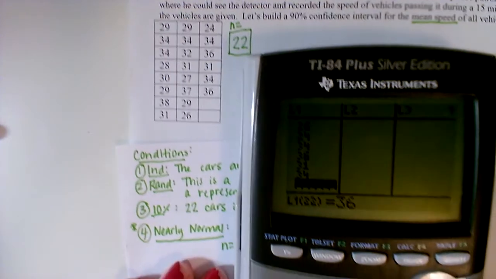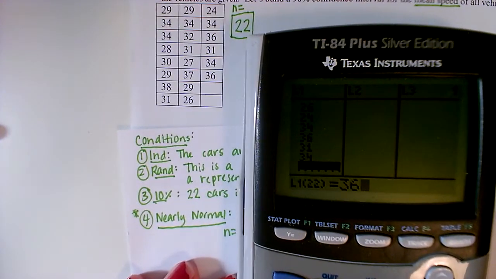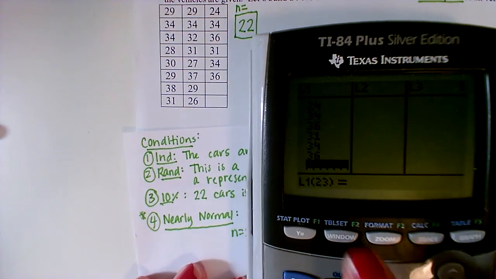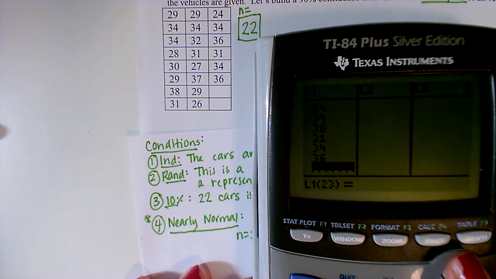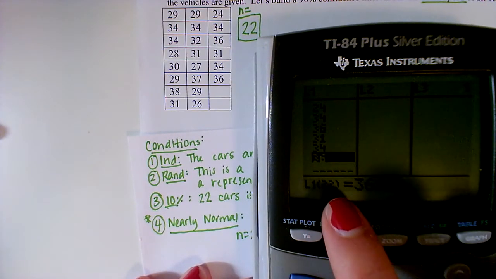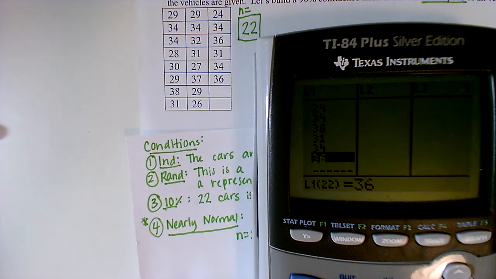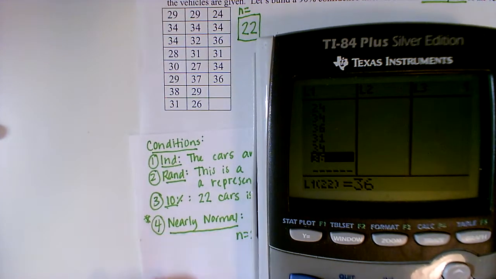So now that I've entered all of my data, and I want to make sure I always click enter after the last one, what I'm going to see is that the last piece of data is this 22nd data point. So that's another way I could see what my sample size was, right?